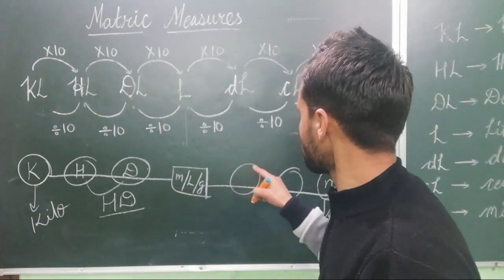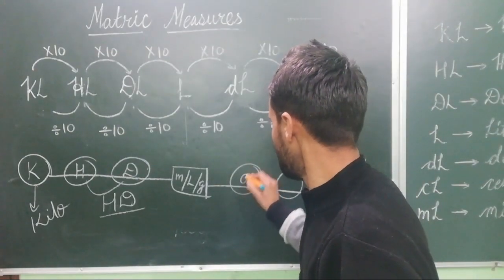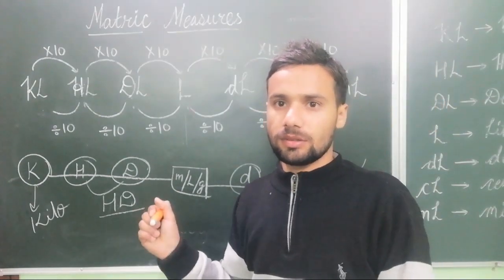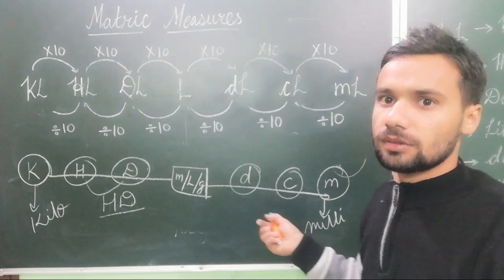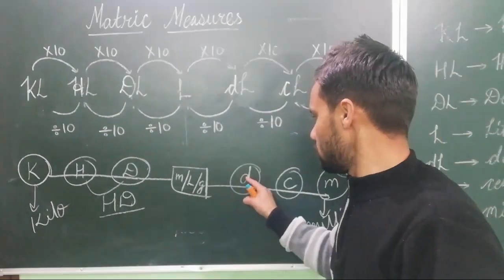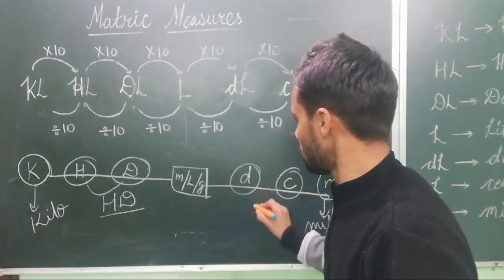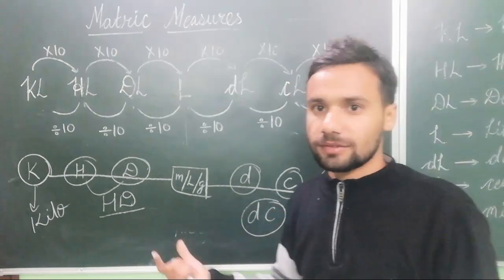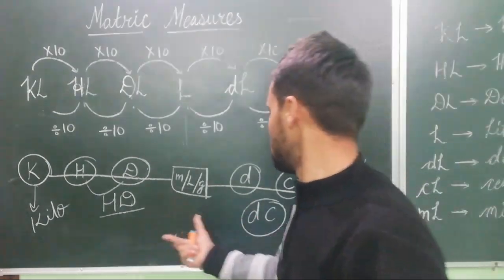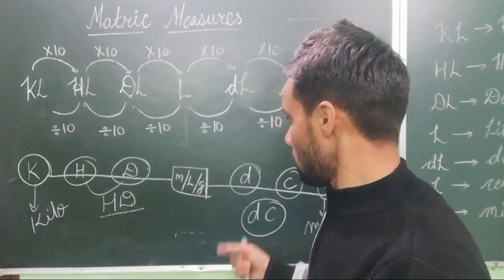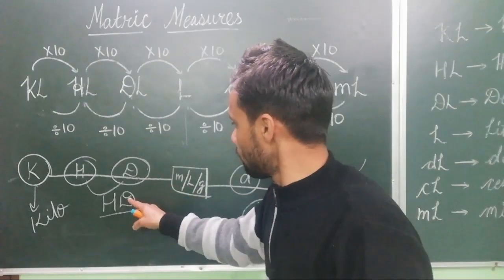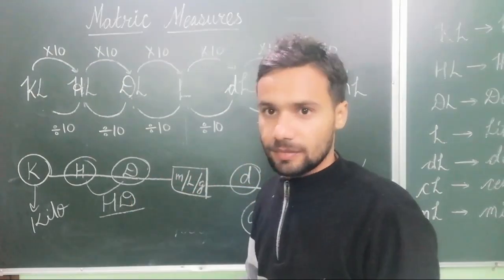After milli, what do you see? DC. Do you know DC? Deputy Commissioner, the head of our district. So DC you can learn in a very easy way. DC, or you can say direct current. In this way you can remember HD, DC. Now one question comes to your mind: how can we differentiate this D and this D?